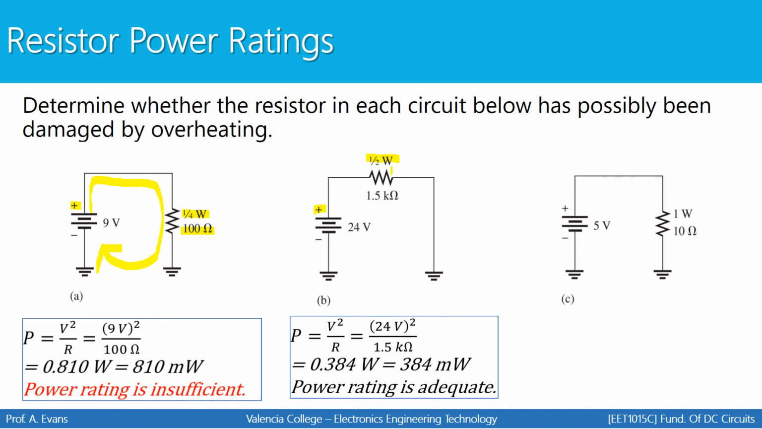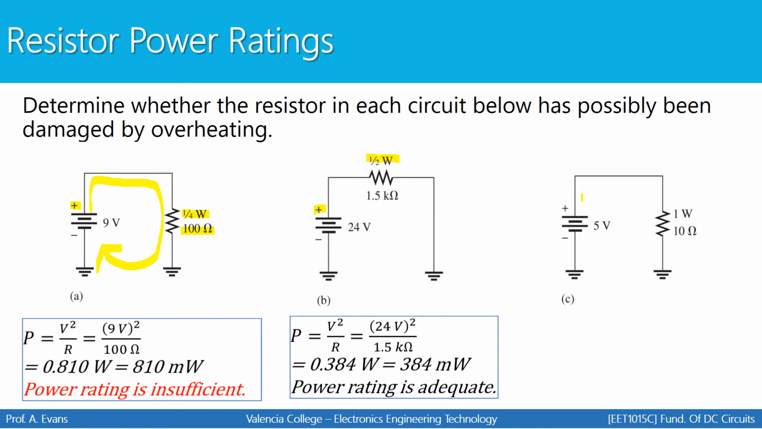The power rating here is a half of a watt, which would be 0.5 watts. Since that is higher than 0.384 watts, the power rating is adequate. And this circuit is not in danger of being damaged by overheating.